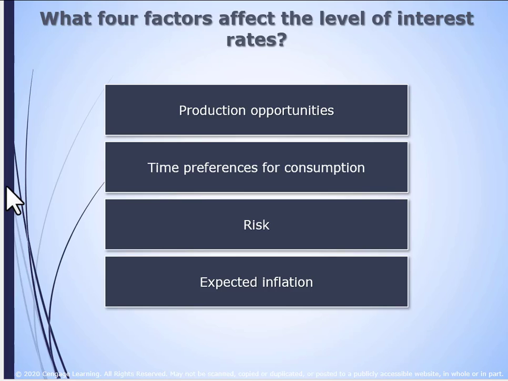Now, production opportunities. The more opportunities there are, the greater demand there is on money, which means there could be greater interest rates. Time preferences for consumption. People would rather have money today than money in the future. So as your preferences for consumption increase, that means you're going to want more money today. That means interest rates today should increase.